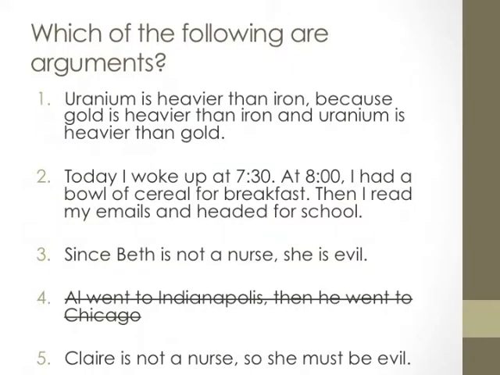4 isn't an argument either. It just cites 2 events in their chronological order. 5, however, is an argument. Here, "so" introduces the conclusion. So the conclusion is that she, that is Claire, must be evil. And what remains is a premise. And so we have an argument, and the conclusion is that Claire must be evil, and the premise is that Claire is not a nurse.